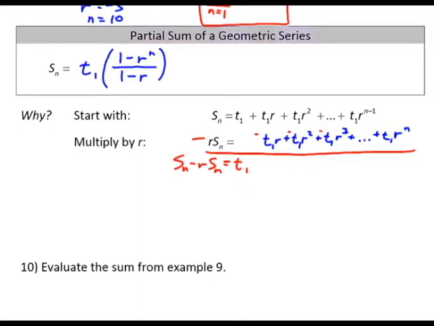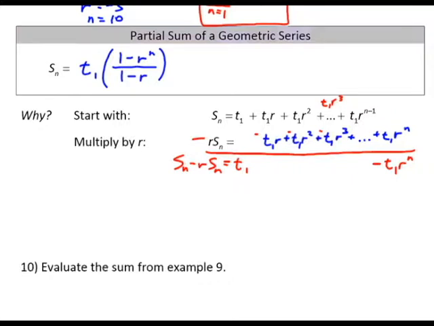it's important to note that the ellipsis contains a lot of terms. There will be a term on top that matches T1 r cubed. That one's going away. There will be a term on the bottom that matches T1 r to the n minus 1. This is all we're left with. Two terms in that difference, and we don't have to deal with that pesky ellipsis.